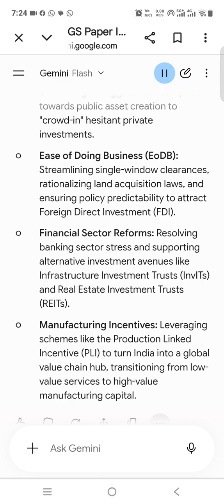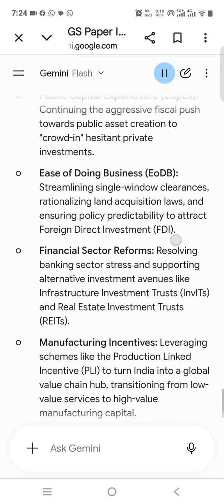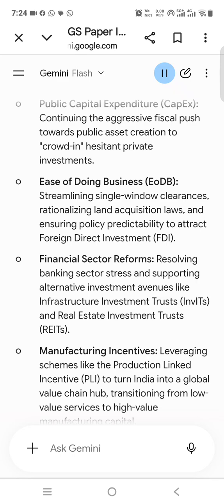Flexible contracting, allow for the renegotiation of contracts under strictly defined, transparent guidelines to handle unforeseen macroeconomic shocks. Deepening bond markets, develop a robust corporate bond market to provide long-term financing, reducing reliance on commercial banks.